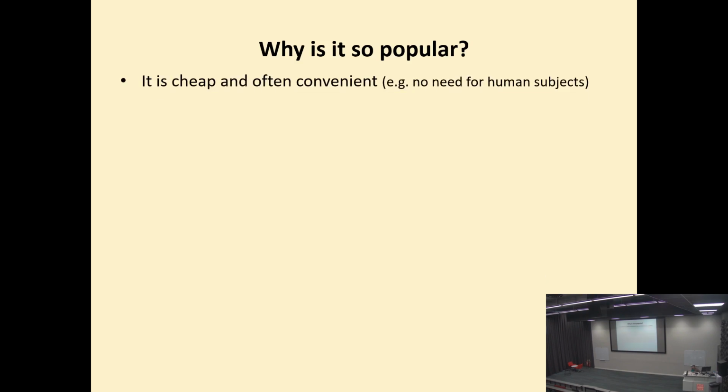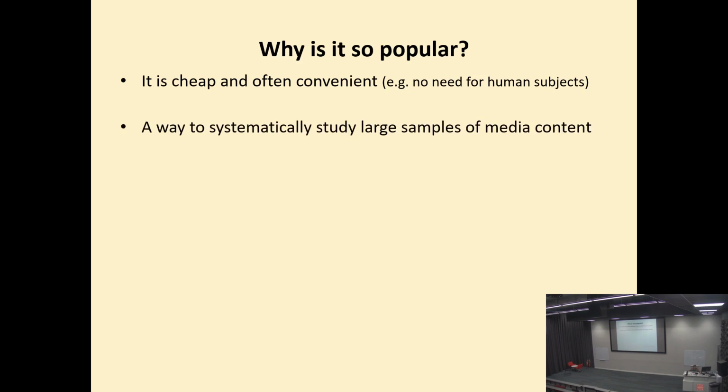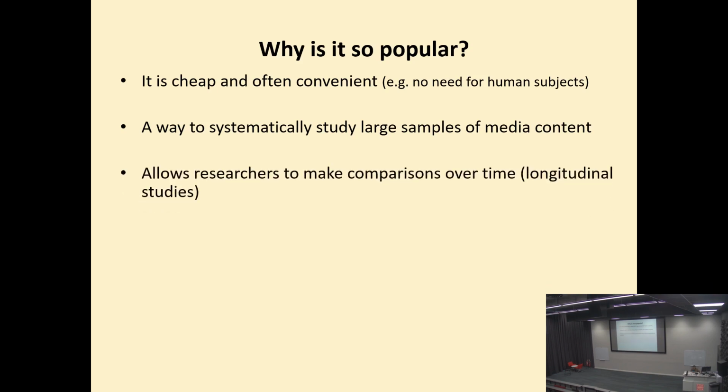So content analysis on its own, it's really kind of cheap and convenient. For a start, there isn't that need for human subjects and a lot of the ethical negotiation, not to mention administrative negotiation of working with human subjects. And it's a good way of systematically studying large samples of media content. And it allows the researcher to make comparisons. So you can make comparisons between different newspapers or over time.